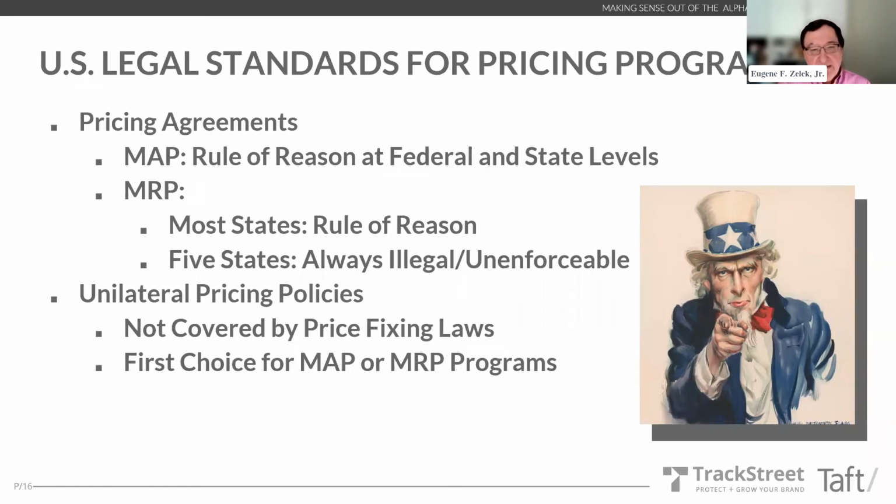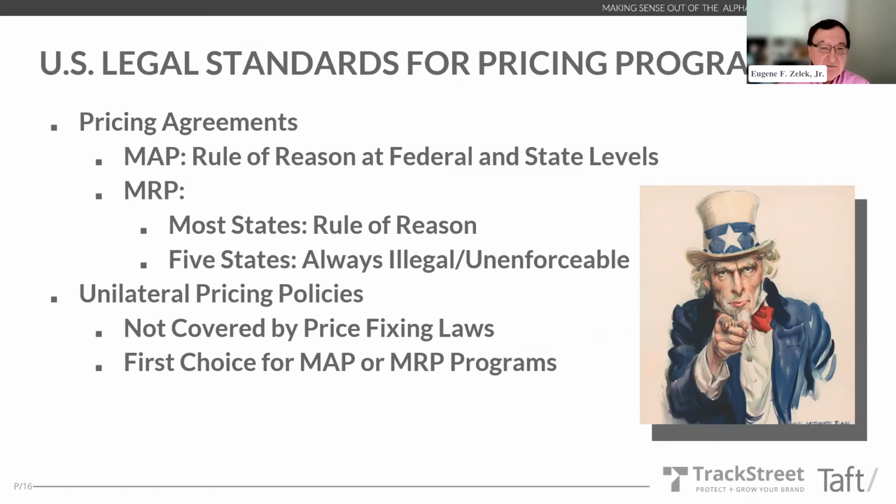MRP, you can do by agreement in a bunch of states and at the federal level, but in 5 states, it's a big no-no. So what does that really mean? If you're going to do MRP, you've got to do it as unilateral policy. Now, the magic to a policy is it's not covered by the price fixing laws. So there's no rule of reason. It's simply outside the law in a positive sense.